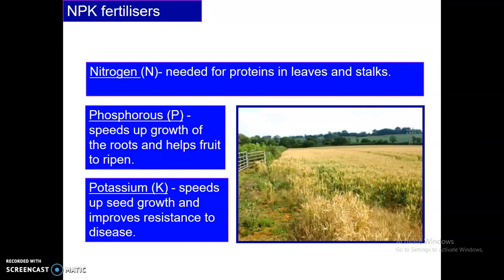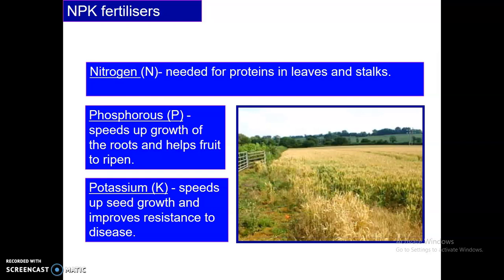Phosphorus speeds up growth, particularly in the roots, and it helps the fruits to ripen. So one of the side effects of the phosphorus deficiency was the small acidic fruits, because they haven't ripened properly. Potassium speeds up seed growth and improves resistance to disease, so that's where you get that browning and the curling up at the edges, because they're being attacked by all sorts of things in the environment.